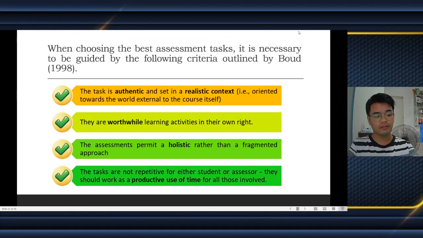Kesa naman dun sa fragmented siya, na walang mabuo yung bata, okay, the students will not be able to make meanings out of those fragmented activities. Okay? The tasks are not repetitive for either students or the teacher, so they should work as a productive use of time for all those involved, as what I've mentioned.